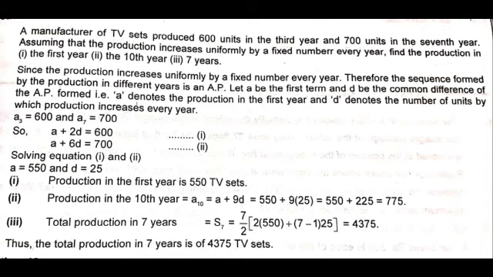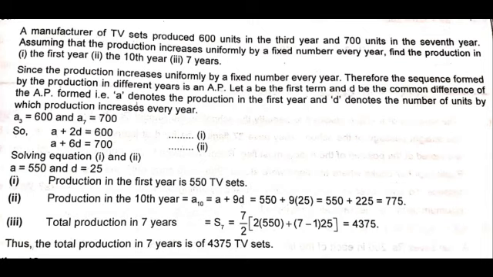Now move towards the next question. Here in this question it is given that a manufacturer of TV sets produces 600 units in the third year and 700 units in the 7th year. Assuming that the production increases uniformly by a fixed number every year, find the production in subtopic 1, the first year, subtopic 2, the 10th year, and subtopic 3, 7 years.